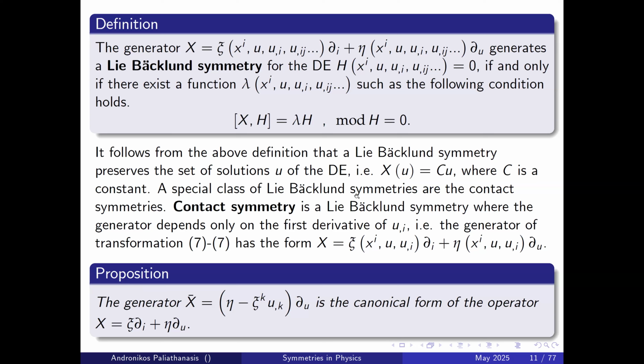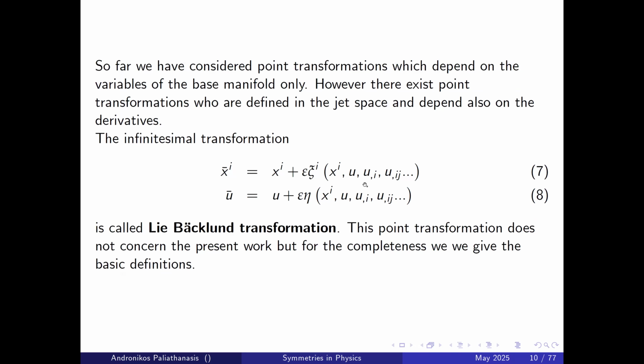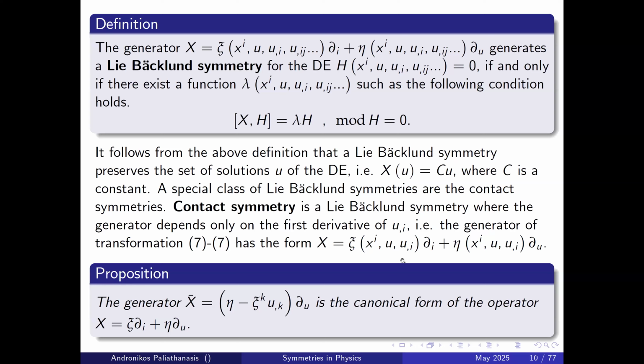A special class of Lie-Backlund symmetries are the contact symmetries. A contact symmetry is a Lie-Backlund symmetry where the generator depends only on the first derivatives of U. The generator transformation has the following form. So if this transformation depends only on the first derivative, then this transformation is called a contact symmetry.